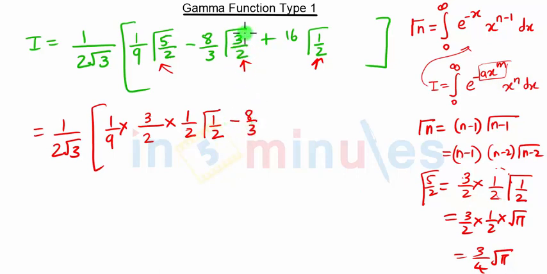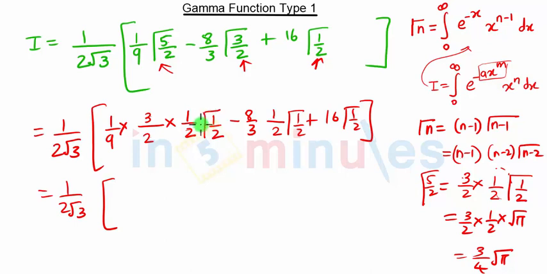Minus 8 by 3. Similarly, here we are going to apply gamma of 3 by 2. So 3 minus 2 is 1, so 1, and in the denominator it will be 2. And since we cannot further subtract because it will become negative, so gamma of this term, which is half, plus 16 gamma of half. We know that gamma of half is nothing but root pi.